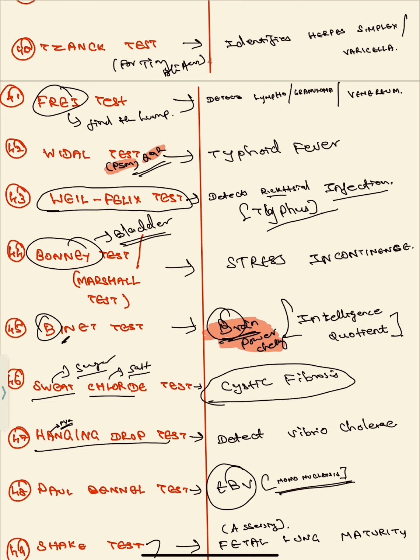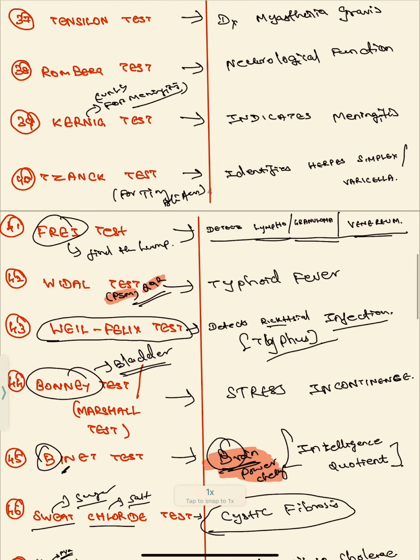Frei test finds the lump. Frei finds the lump. So it will be like detects lymphogranuloma venereum. Tzanck test. Identifying the herpes simplex or varicella. This is for thin blisters.